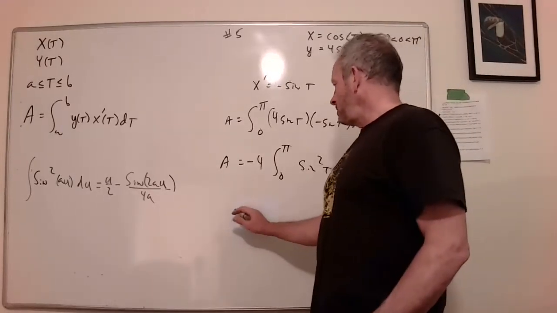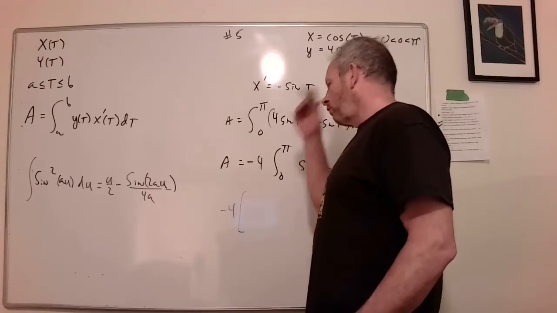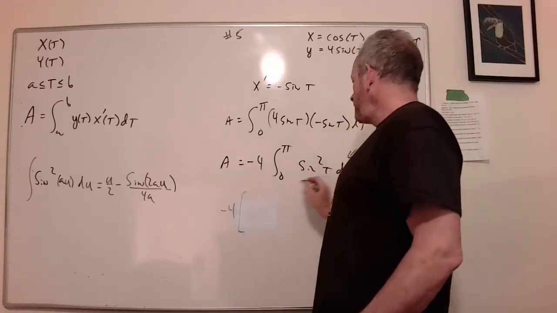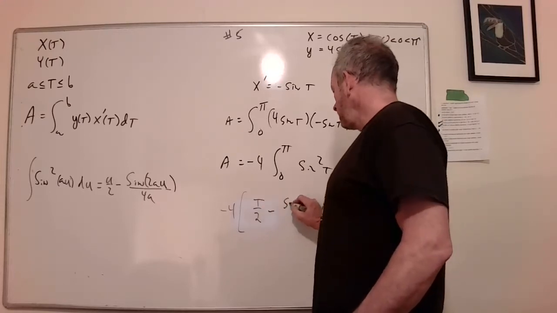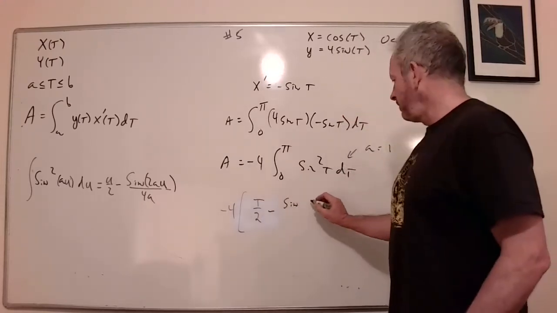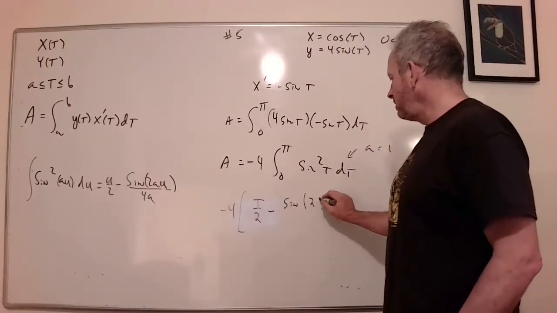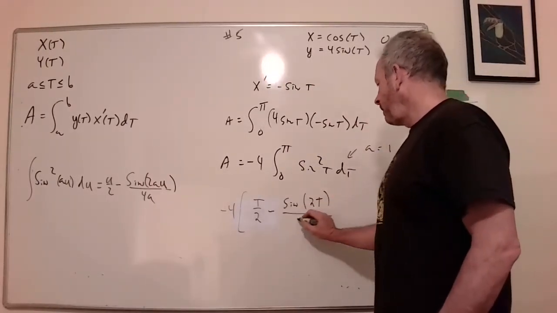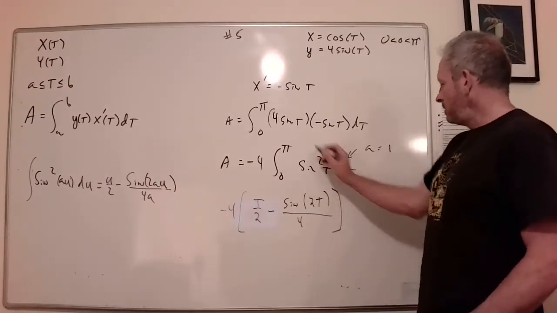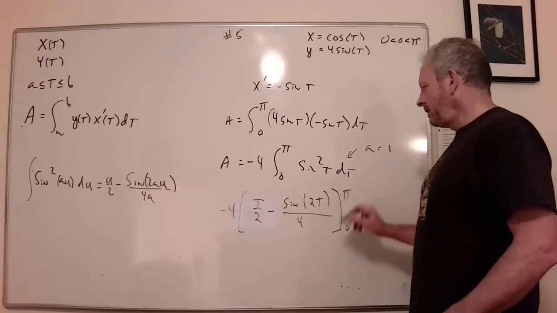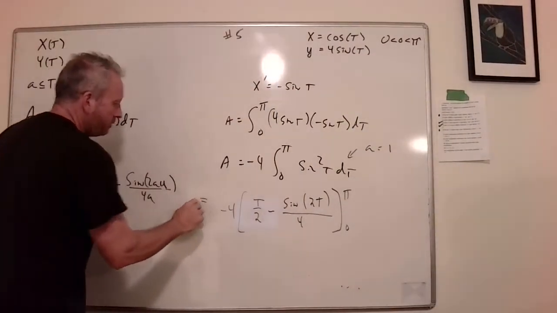So what this means is this is going to be equal to -4, that's just out in front. And then we'll put these little brackets here. What did we say u was? u was t, so t over 2 minus sine of 2 times 1 times u, so 2t, divided by 4. And that's evaluated between 0 and pi. And let's go ahead and do the calculations, and then we'll be done, amazingly. The area is equal to that.